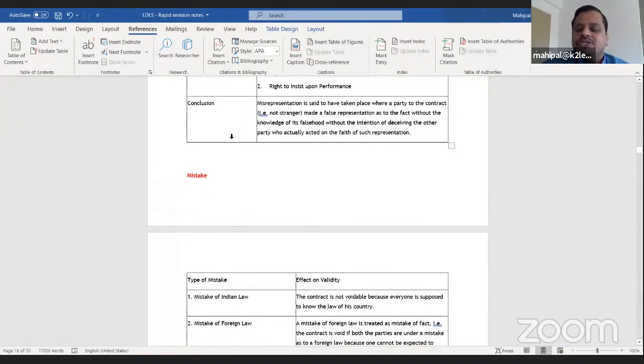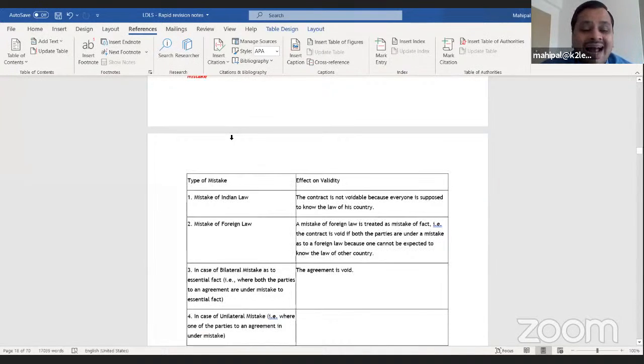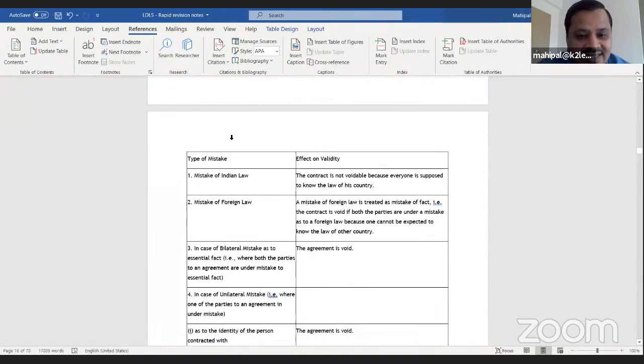Am I clear? Mistake. Mistake means where both the parties understand the terms in a different sense, where consensus ad idem is missing. Mistake of Indian law is generally not treated as valid, since every individual is obligated to know the law of the land, the law of the country. Mistake of foreign law is generally treated as mistake of fact and it is voidable. Bilateral mistake is where both the parties understand the terms of the contract in a different sense. Generally, they are all void. It could be mistake of subject matter, mistake of title, mistake of quality, mistake of quantity, etc.